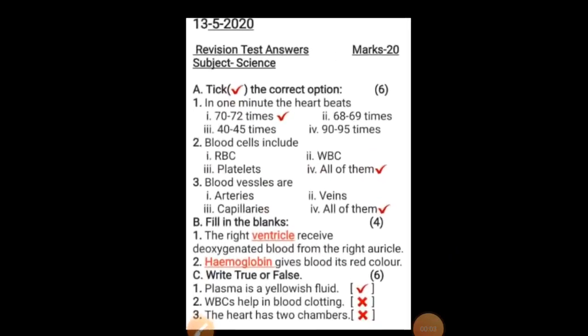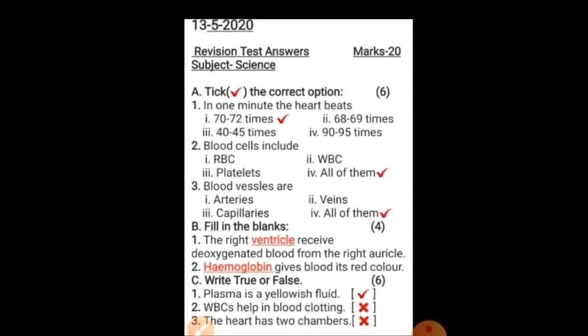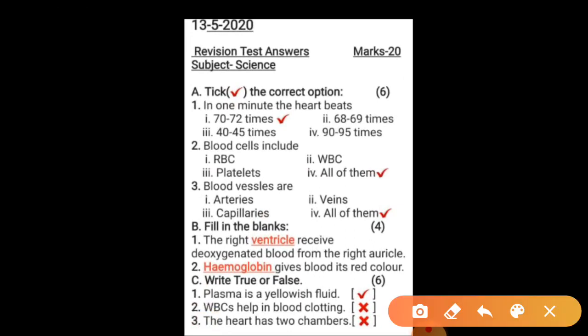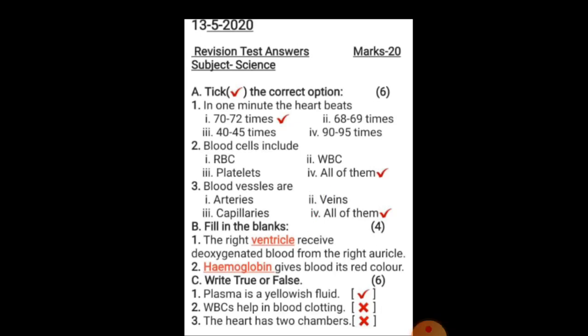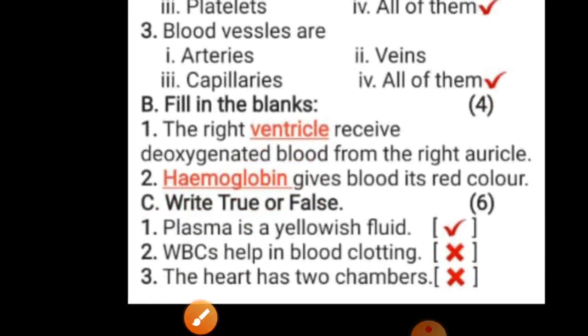Test answers. Here, students, this is the answer with the red marker. I have written all the answers here in red color. Here you can see your first answer. In 1 minute the heartbeat is 70 to 72 times. Now next, blood includes blood cells, blood vessels, all of them. Here is the answer. The right ventricle receives deoxygenated blood from the right auricle. Next, hemoglobin gives blood its red color.